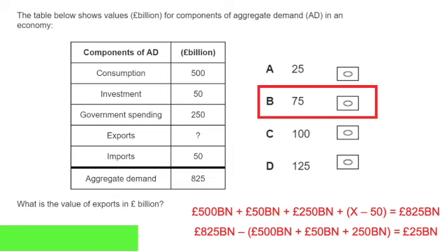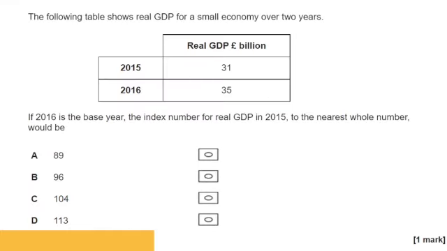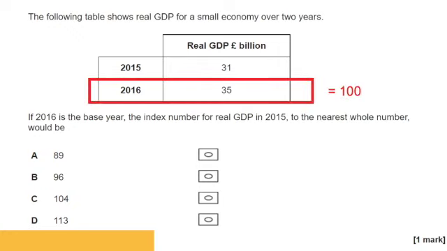Right, our next question is amber. The reason I've considered this to be amber is because it's bringing in index numbers now. But the index numbers are still pretty straightforward because it's just looking at real GDP, and that is it. No other components are being brought in. We know our base year is 2016, so that is going to be 100. And we know that the real GDP in 2015 was less than it was in 2016, so actually it's going to be less than 100.